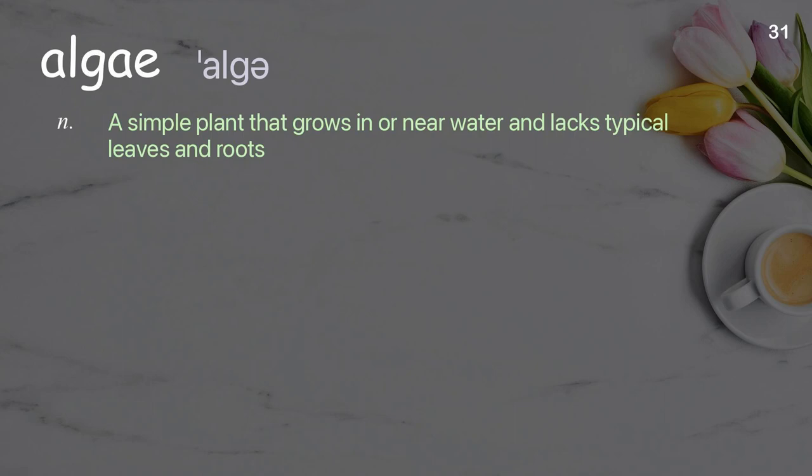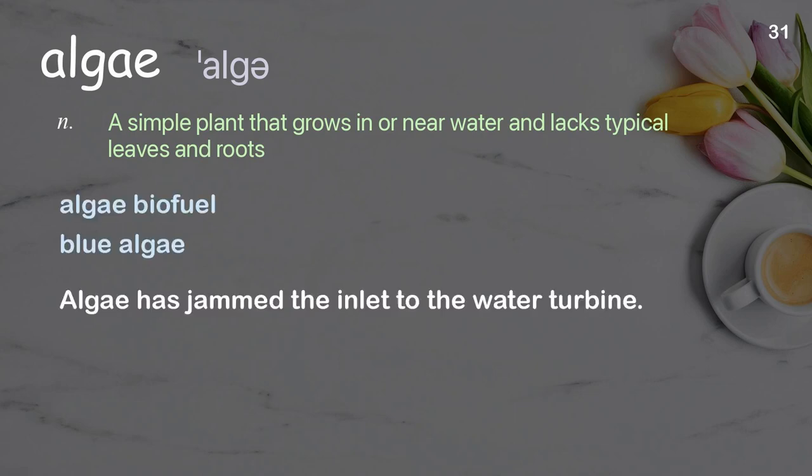Algae. A simple plant that grows in or near water and lacks typical leaves and roots. Examples: algae biofuel. Blue algae. Algae has jammed the inlet to the water turbine.